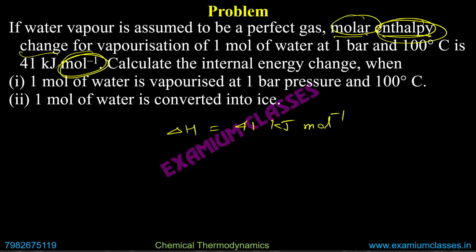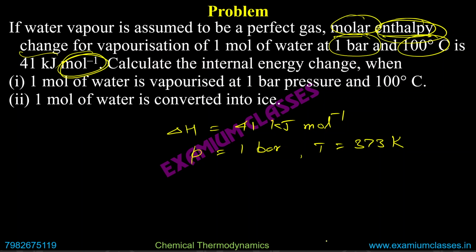because if you have 2 moles, it will be double. So that's why you have to quantify it for a particular amount, 41 kilojoules per mole. So delta H for water vapor is given as 41 kilojoules per mole, and pressure is given as 1 bar, and temperature is given as 100 degrees Celsius, that is 373 Kelvin. All the calculations will be in kelvins for temperature.